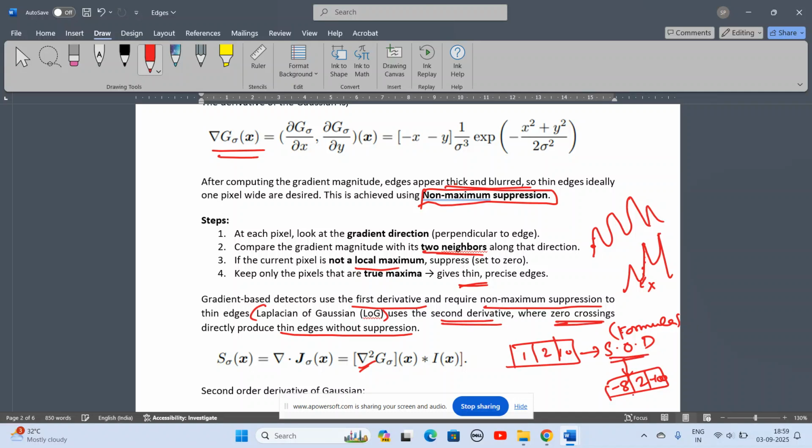So after applying the second order derivative, some values are changed. Positive is changed to negative, which means between the positive and negative there will be a zero. The positive has crossed to a negative, so it has crossed zero. If there is a sign change, then I can conclude that it is an edge. If there is no sign change, then there is no edge.